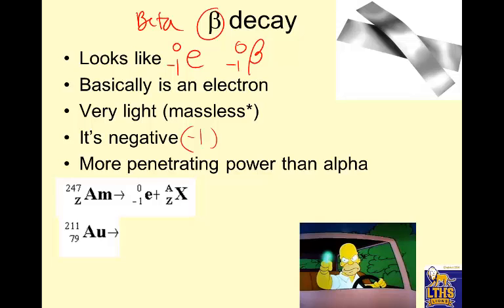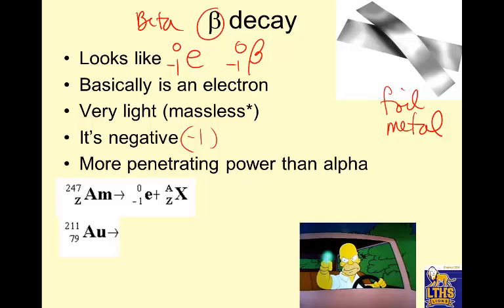So how can a particle have a mass of 0? Well, it actually doesn't have a mass of 0, but it's very light compared to a proton or a neutron. So it takes about 2,000 of these particles to have the same mass as a proton. So it's light overall. It's basically a high-speed electron coming out of a nucleus in order to make the nucleus more stable. So because it's a lighter particle, it can move faster, it can penetrate more than alpha particles can. So you might need foil or metal to block it. Right?